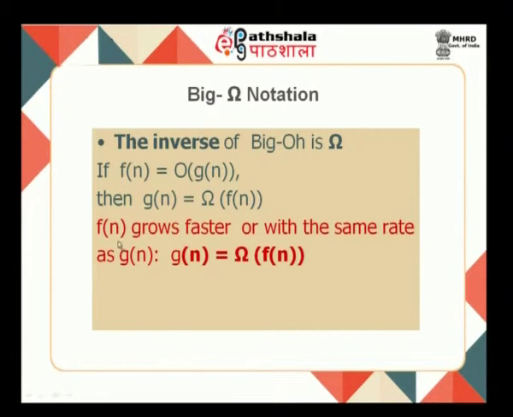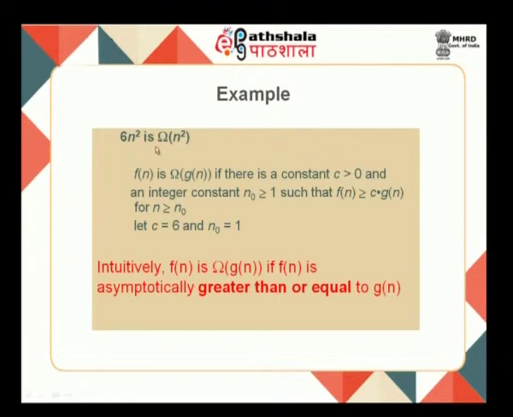In other words, we can say that f of n grows faster than or at the same rate as g of n. Fine. So, you can take this particular example. For example, 6 n square, can I say this is omega of n square? According to the definition, I can say this is omega of n square if this condition holds good, that is f of n is greater than or equal to c into g of n.